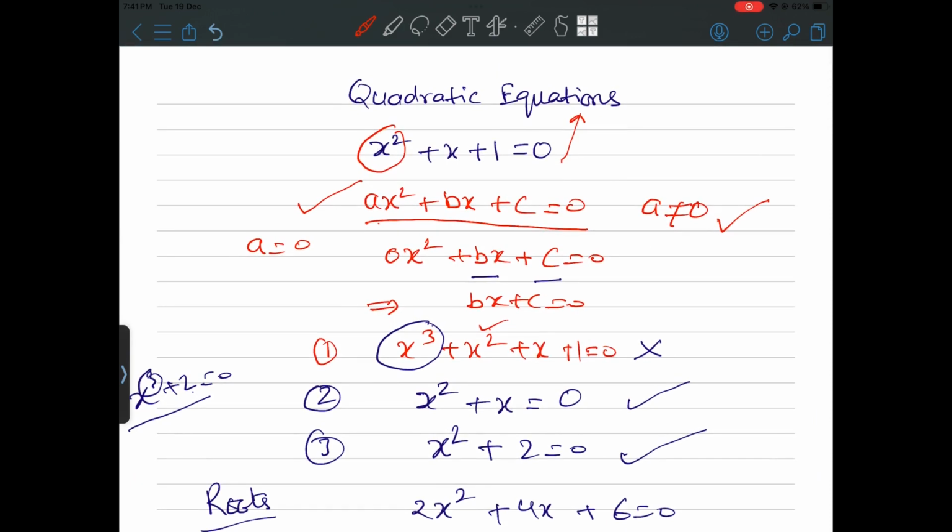When we say a quadratic equation, it means that the highest power of the variable should be 2, right? And the standard form of the quadratic is ax square plus bx plus c is equal to 0, where a is not equal to 0. It means that a cannot be 0, because if a becomes 0, that will vanish the x squared term itself.